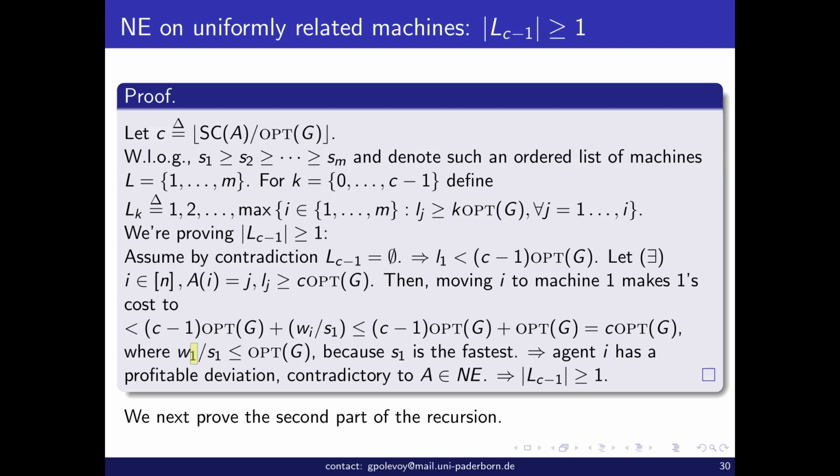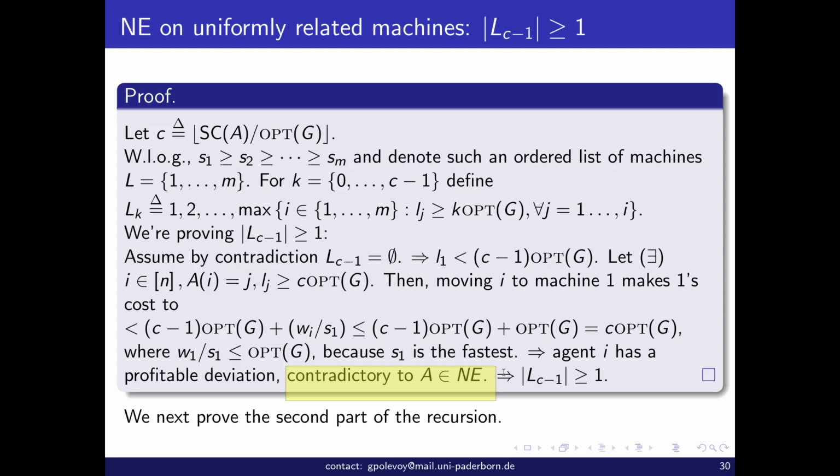So what we have proven is that player I deviating to machine 1 makes its cost strictly smaller than C times optimum. But we said that the cost used to be at least C times optimum. So player I strictly benefits, contradicting the assumption that this assignment A is a Nash equilibrium. And therefore, this assignment is contradictory.